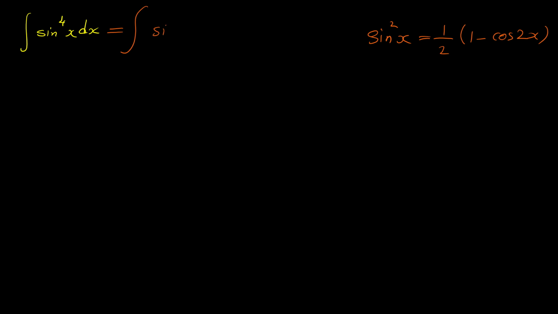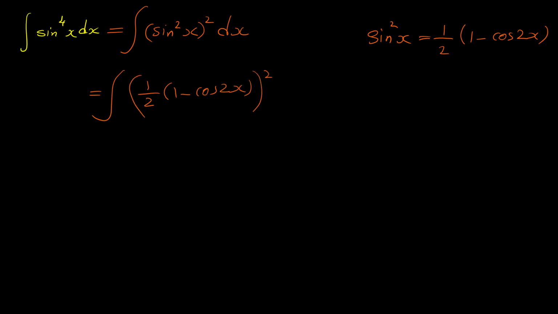Then we can write this as sine to the 2, to the 2. And now for the bracket, we can use this relation. So we replace inside the bracket with 1/2 times 1 minus cosine 2x, which should be raised to the 2. 1/2 to the power of 2 is 1/4. And it's a good idea to put it outside of the integral. 1/4 integral of, now we have to raise the bracket to the power of 2. 1 minus cosine 2x to the power of 2 is 1 minus 2 cosine 2x plus cosine squared 2x.